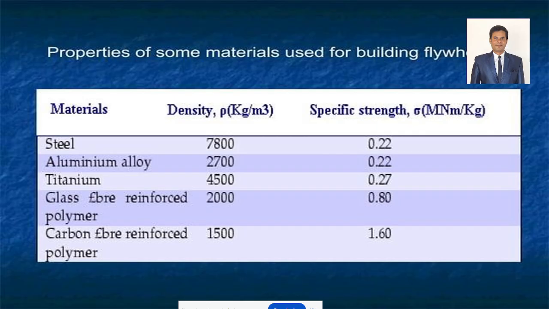These are the various materials for building flywheels. If you take steel, the density is 7,800 kg per meter cube. Aluminum is 2,700. Titanium is 4,500 kg per meter cube. Carbon fiber reinforced is 1,500. If you see the specific strength of the materials, for steel it is 0.22, for aluminum it is 0.2, almost the same, for glass fiber reinforced it is around 0.80, and for carbon fiber reinforced it is around 1.60.